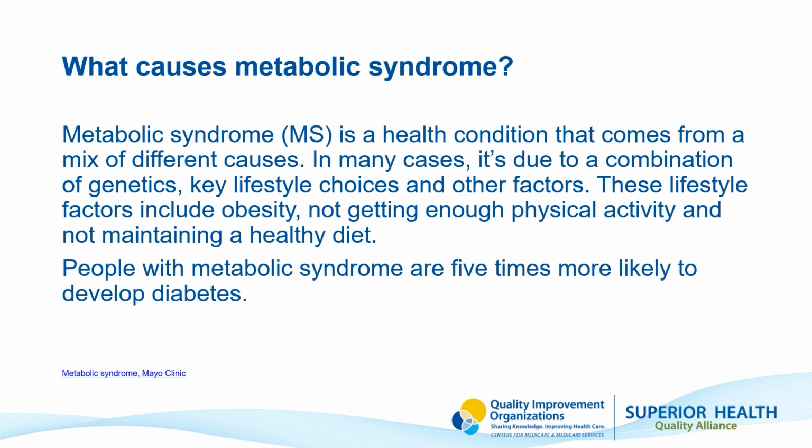So what is metabolic syndrome? Well, it's a health condition that comes from a mix of different causes. In many cases, it's due to a combination of genetics, lifestyle choices, and other factors. These lifestyle factors include obesity, which is usually a result of not having enough physical activity and not maintaining a healthy diet. People with metabolic syndrome are 5 times more likely to develop diabetes.